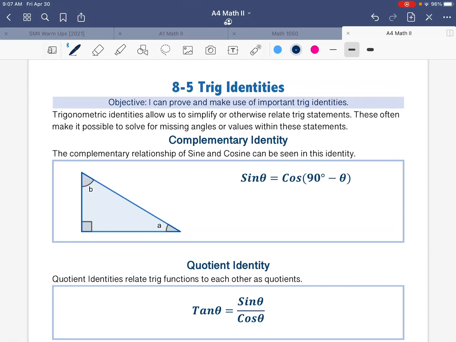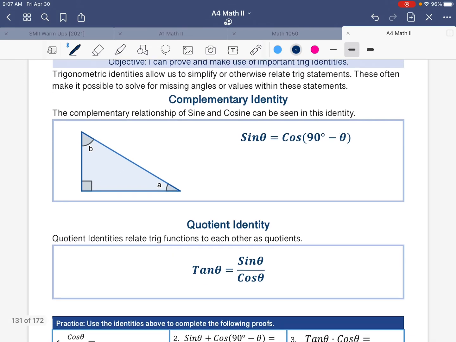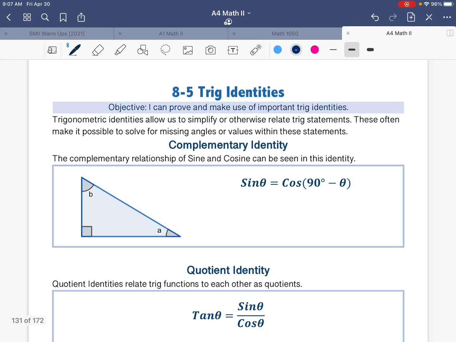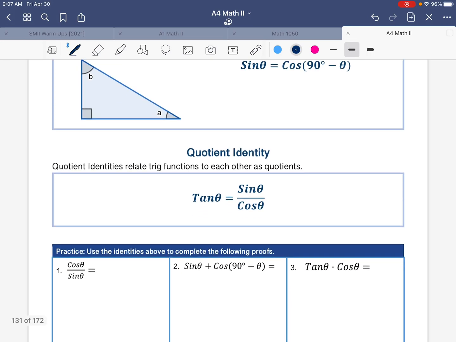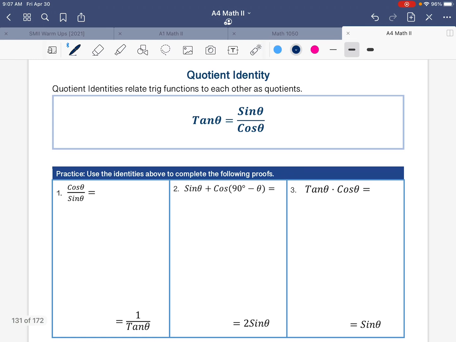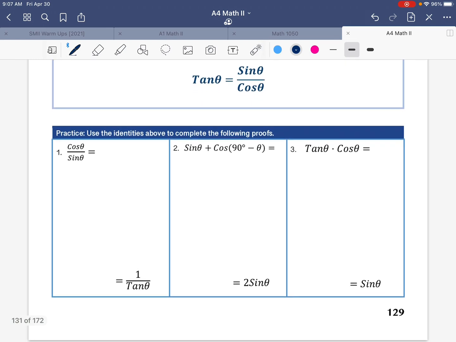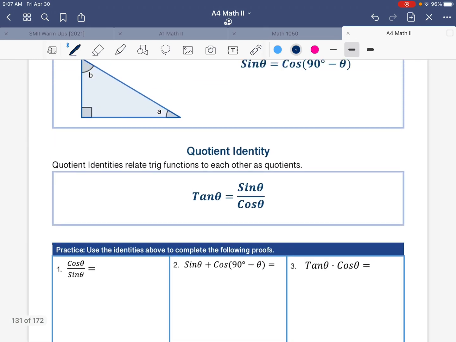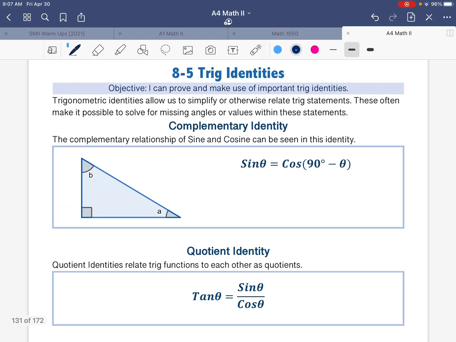Okay, this is 8-5, Trig Identities. This lesson is teaching us relationships that happen within the trig functions, which help us to transform trig statements into ones that are easier to deal with, which we appreciate.